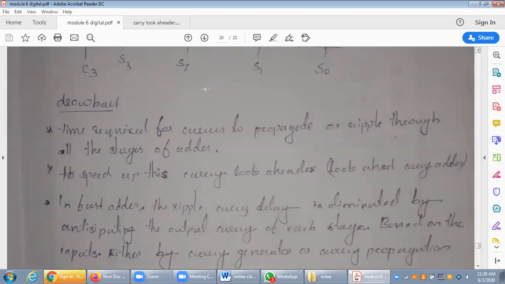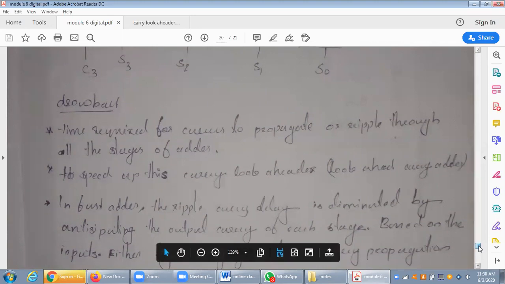So this is the binary parallel adder. The drawback is the carry is propagated, and because of that it takes more time. To avoid that, we are going for a carry look ahead. Another way we can say it is look ahead carry adder. Both ways we can pronounce it: carry look ahead, and the other name is look ahead carry adder.